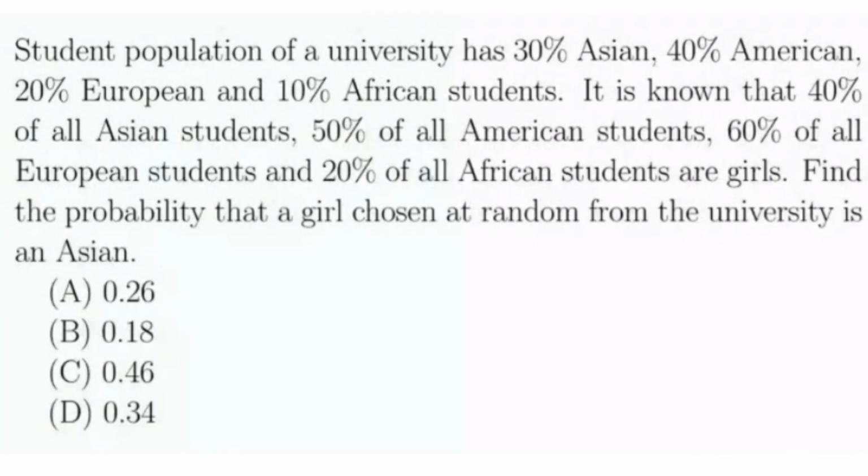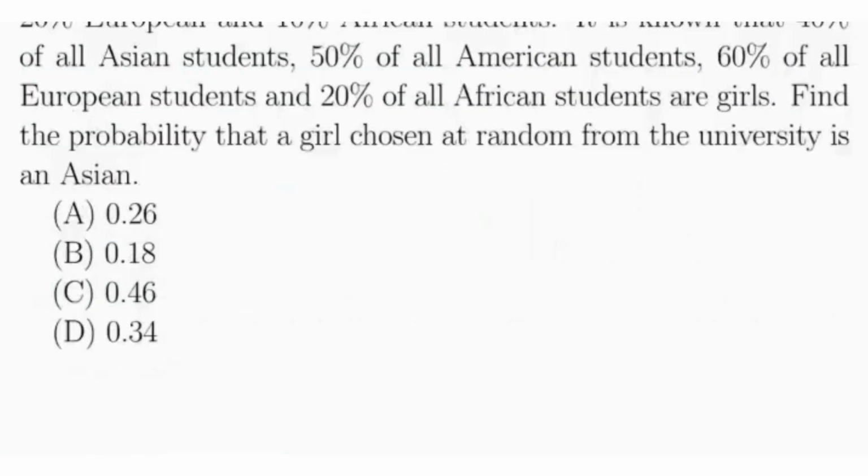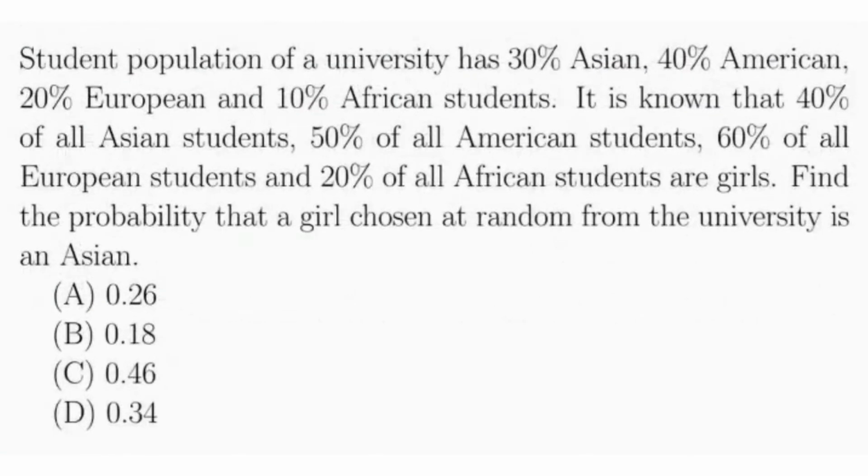We will start off with question number 3. So in question number 3, some information is given about the student population of a university. It says that it has some given proportions of Asian, American, European, and African students. And it also gives the proportion of the students of each ethnicity who are girls.